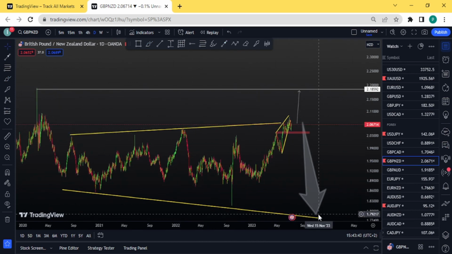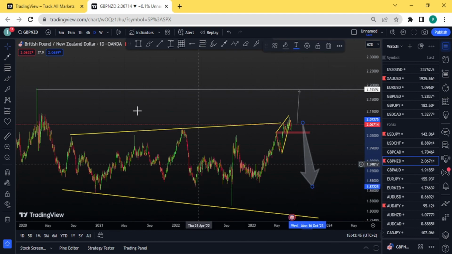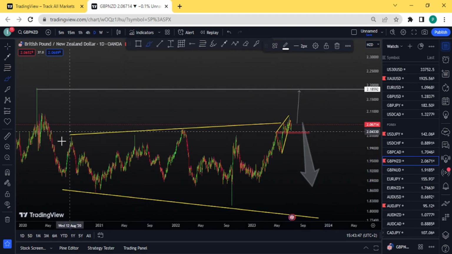But looking for shorts is high probability. Why? Because we're having a first touch here, second touch here, and a third touch here, plus a rising wedge.